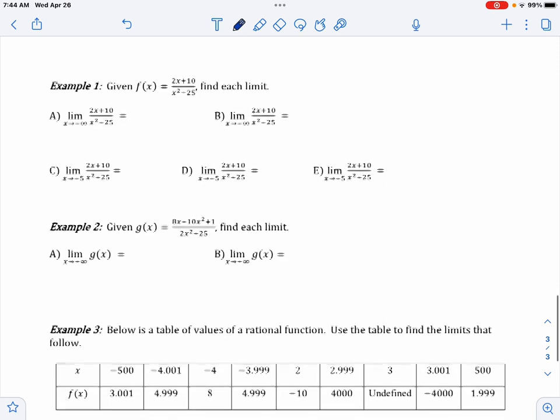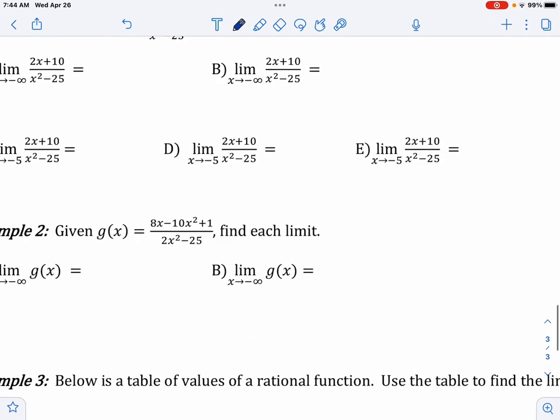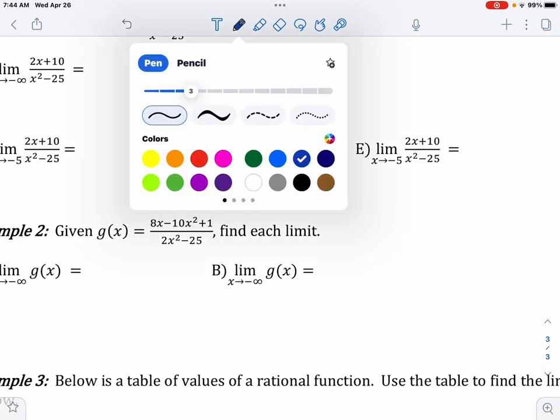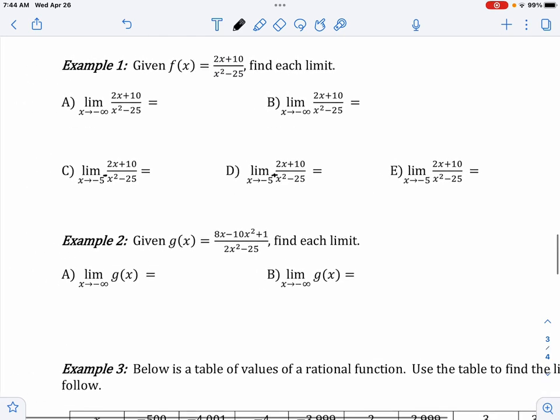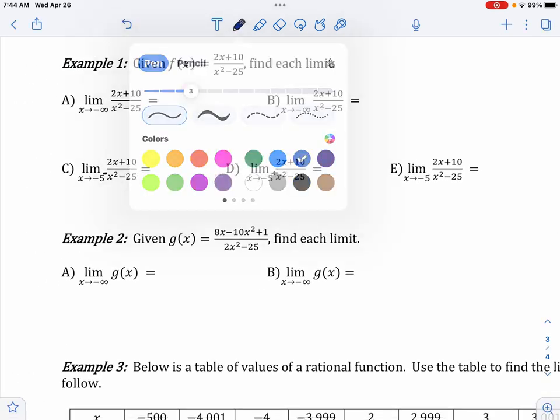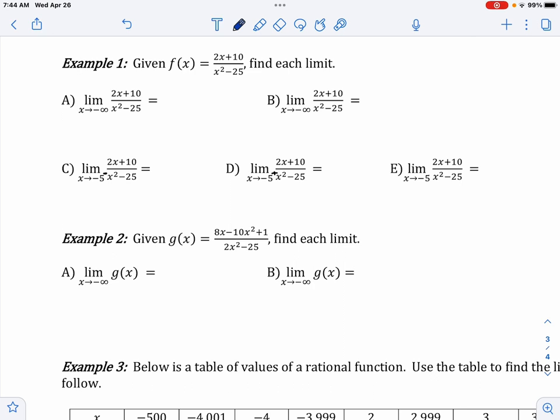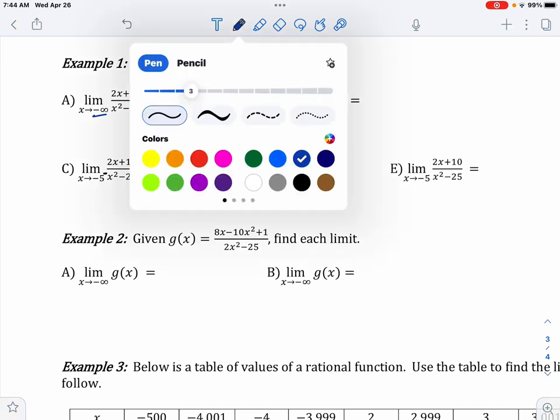Okay, so now it says there is a typo here. I forgot to save the new document. So this is supposed to be -5 from the left and from the right. Okay, I forgot to upload the fixed doc. Okay, all right, so now we're gonna do this example 1. So it says, given this function, find each limit. So first off, we wanna find the end behavior. X approaches negative infinity, x approaches, that's another typo, positive infinity, I didn't notice. Okay, so I'll fix those before I upload them.